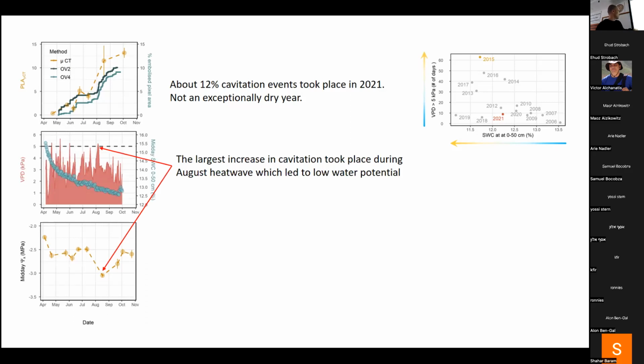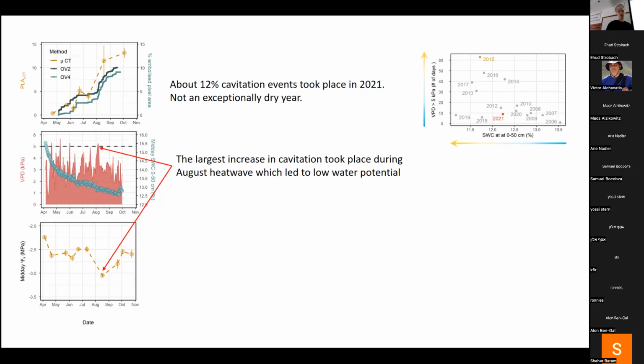We also measure the water potential once a month, and the soil water content and the VPD. You can see that the stem water potential was lowest in August during one fairly long heat wave. There were like 5 hot days. You can see it right here. And this is also the period when we saw most of the cavitation events taking place.